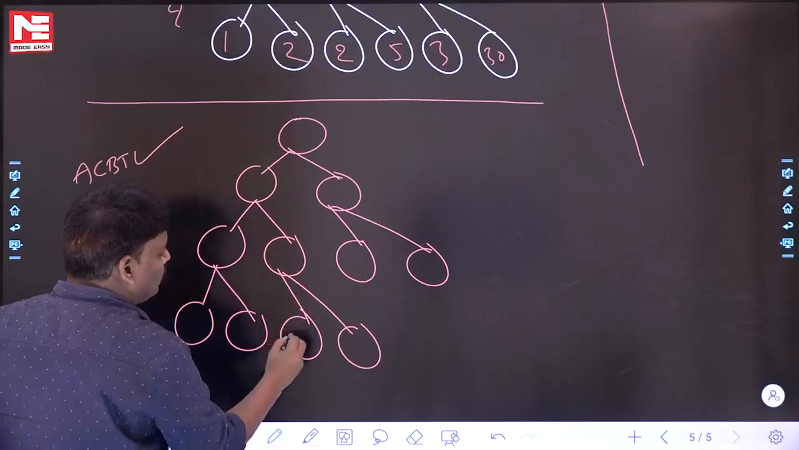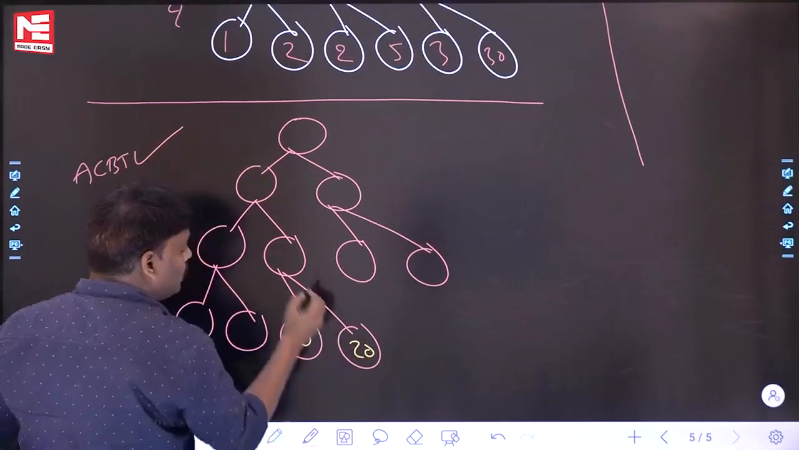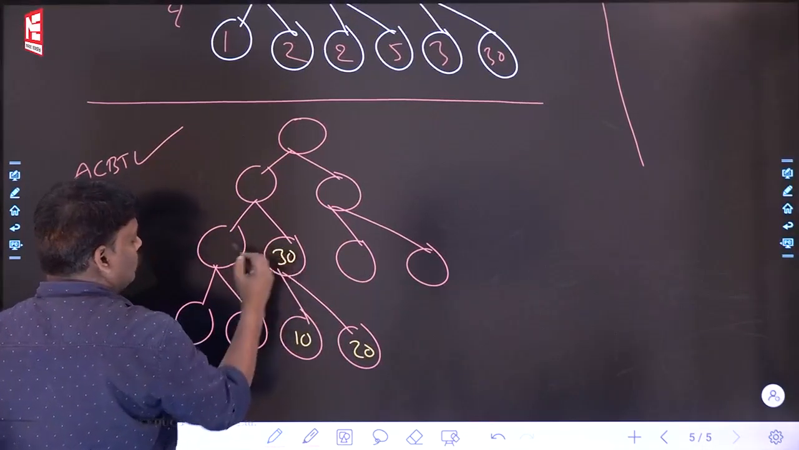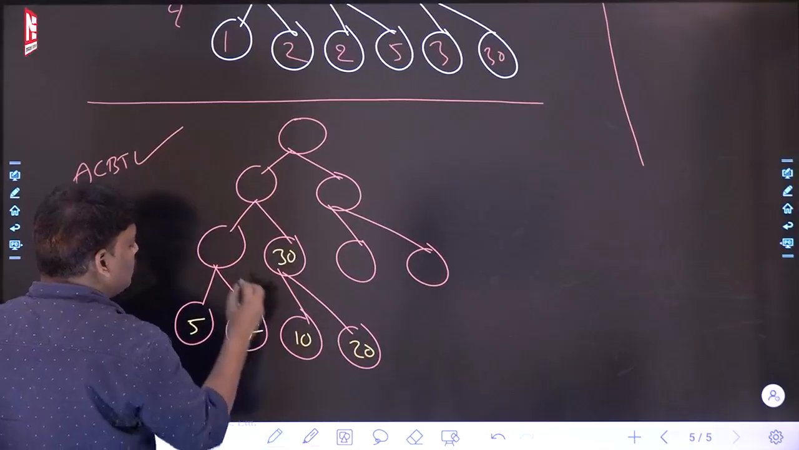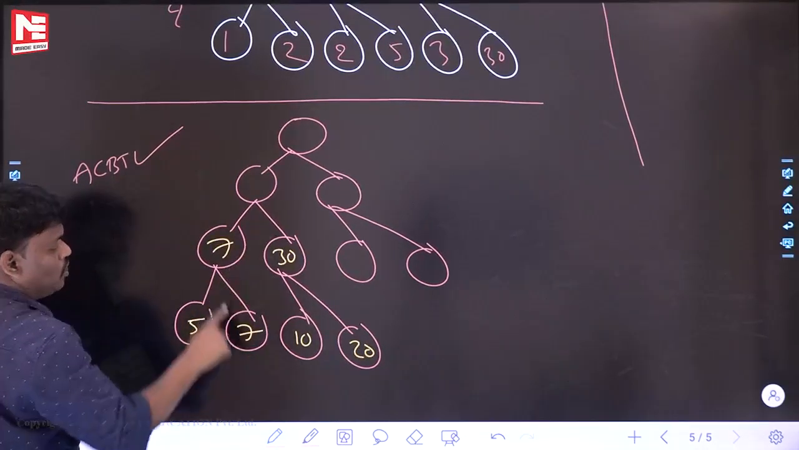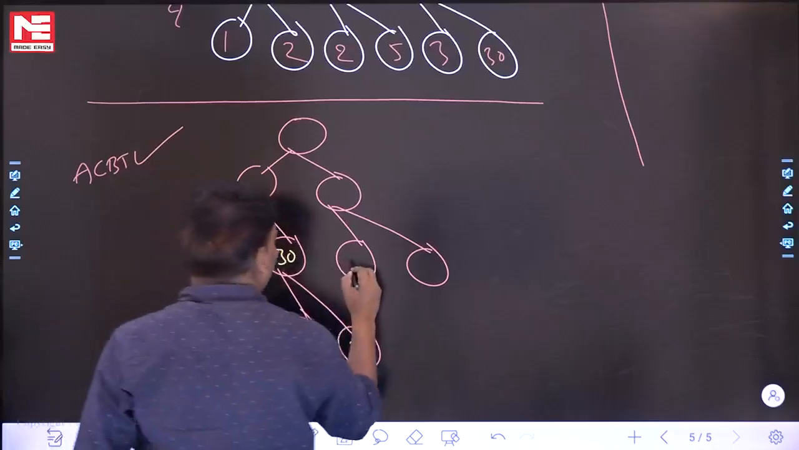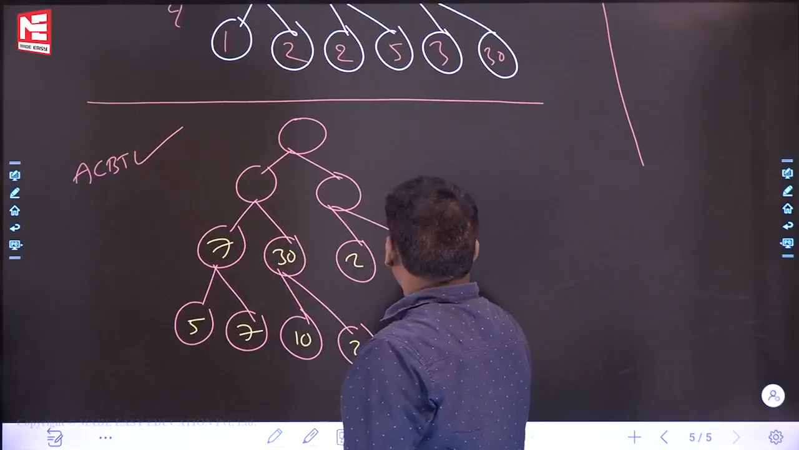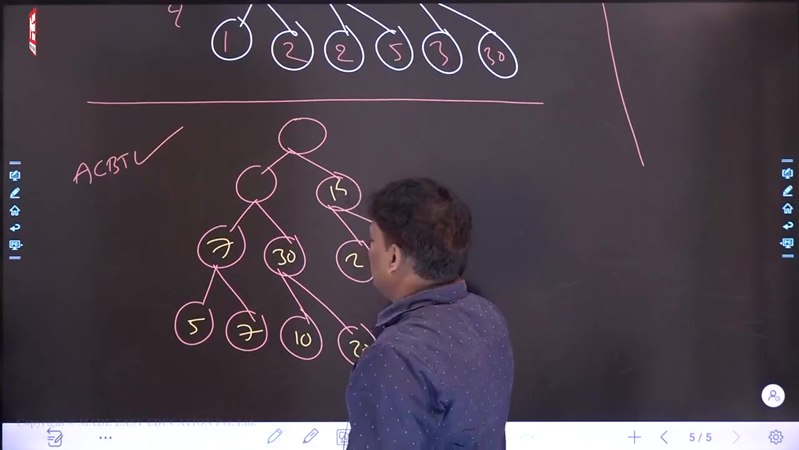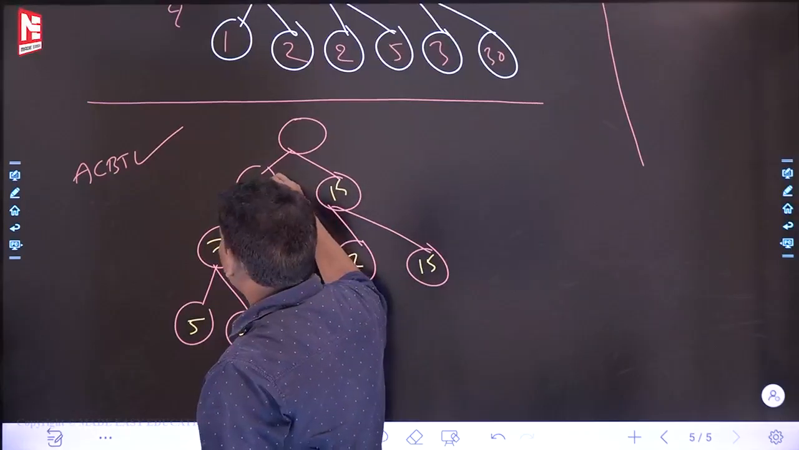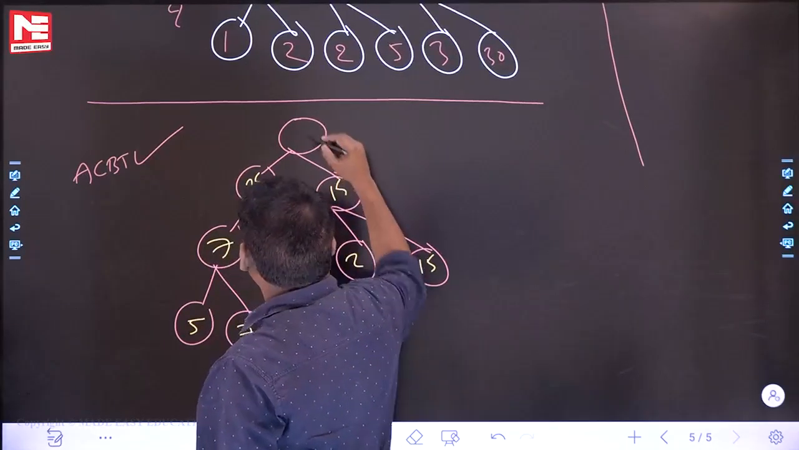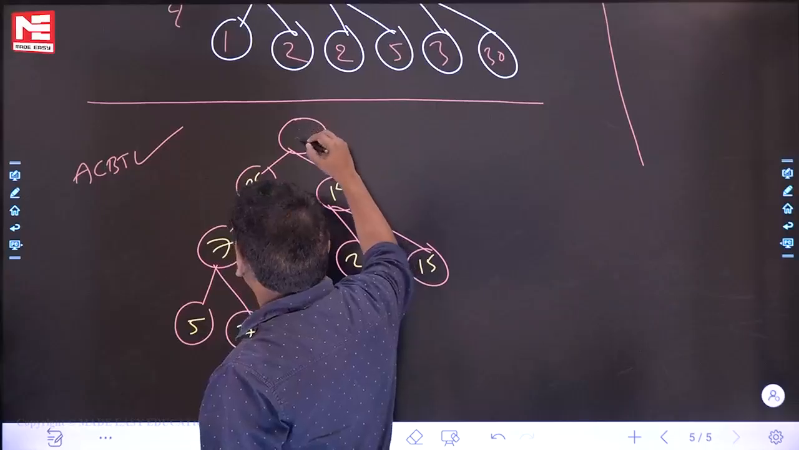Let's check here. 10, 20. Who is the maximum? 20. It should be 20 or more than 20, 30. Next one, it is a 5, it is a 7. It should be 7 or more than 7, 7. Equal is also okay. Next one, it is a 2, it is 15. It should be 15 or more than 15, 15. It is a 7, 30. It should be 30 or more than 30, 35. 35, 15. It should be 35 or more than 35.